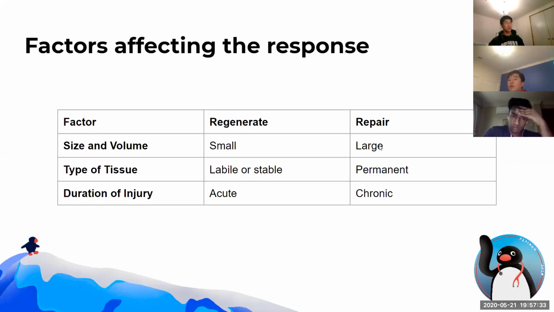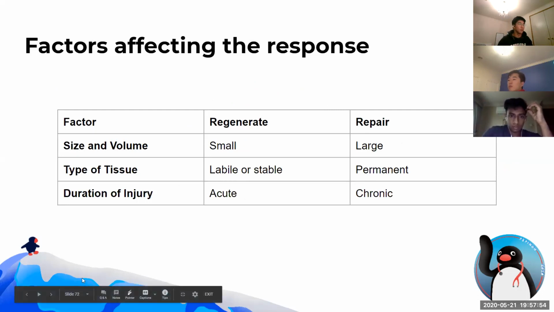So if you have a huge injury, you're probably going to form a fairly large scar. If your tissue can't regenerate, you're going to form a scar. And if you get the injury over a long period of time and it keeps on occurring, you're going to get a scar. And then the opposite for regenerating the original cells. So this table is fairly useful. It basically summarizes the last couple of slides in a relevant form.